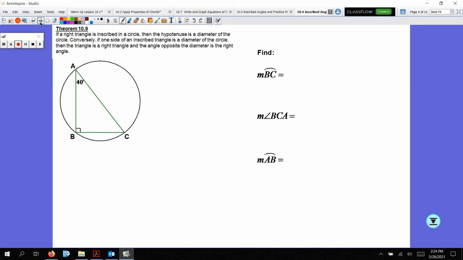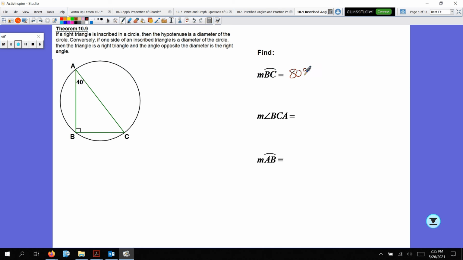All right, so now we're going to do some practice problems. We can do that, okay? So first off, I want to know what the measure of the minor arc BC is. That's right here. Notice it's opposite of my inscribed angle. So inscribed angles are, from the arc, we divide by 2, but if we have the angle, we multiply by 2. So 40 times 2 is 80, right?